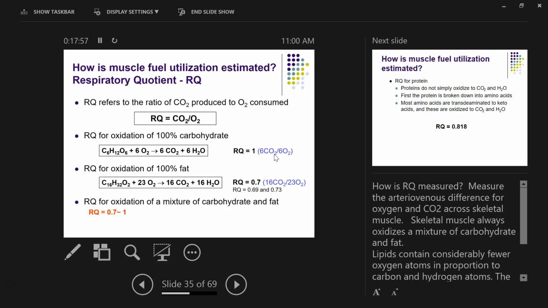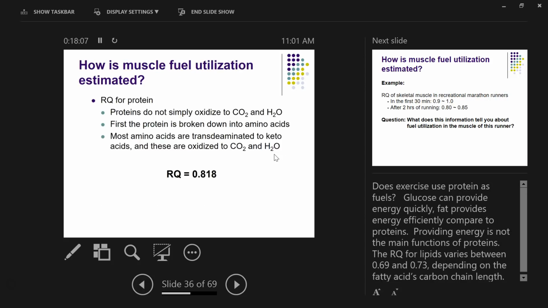estimate the type of energy fuel that the muscle uses, more carb or more fat, or something like this. And for protein, because protein has nitrogen, right? So the structure is different from fat and carbohydrate. So the calculation is a little bit complicated, but anyway, we don't need to know that in detail. But the RQ for utilization of protein is about 0.818, right?